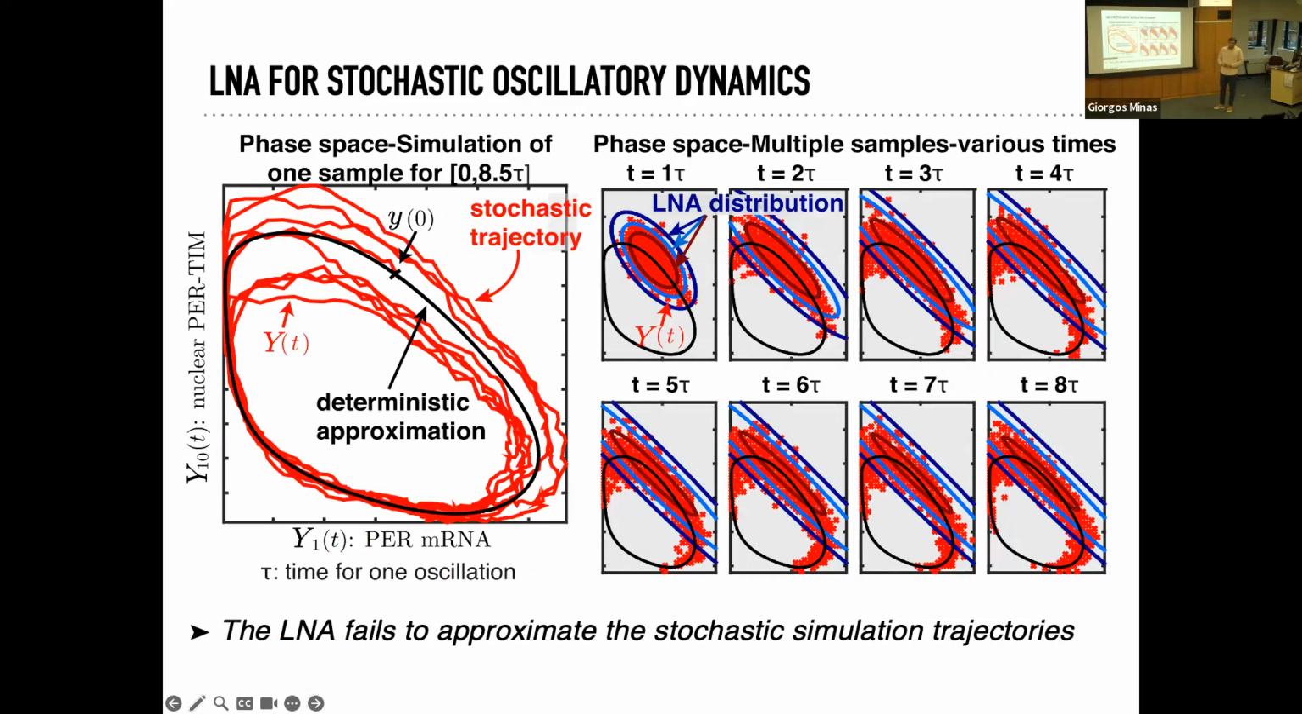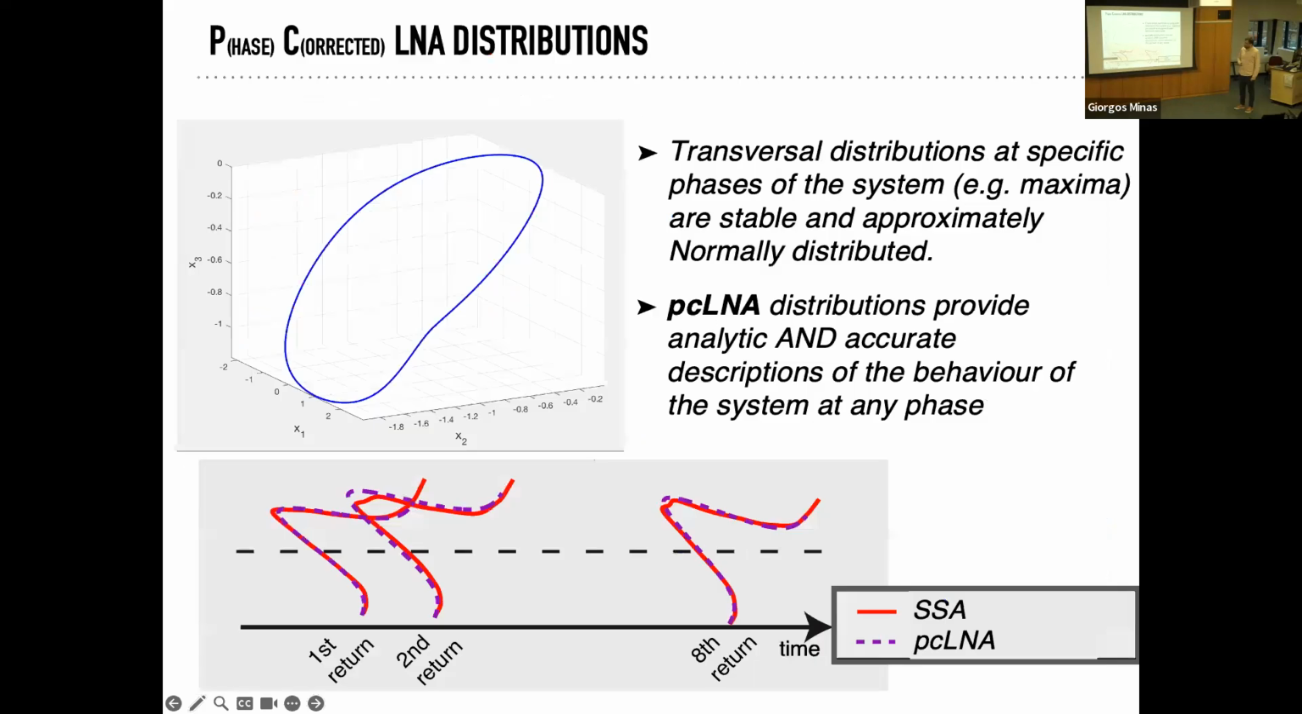If you have nonlinear dynamics, because of this Taylor expansion that goes into the approximation, it fails. For example, I'm just showing you here that it fails. These are the SSA simulations, and this is the LNA contours, the distribution of the LNA, and it just fails to approximate them. So we went back and tried to understand why it fails.